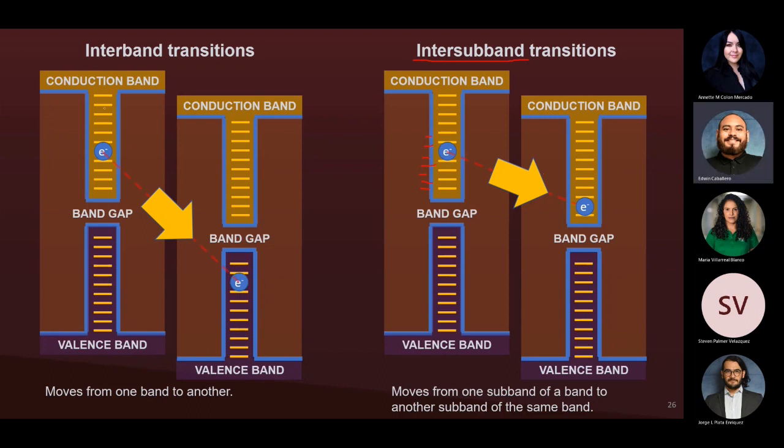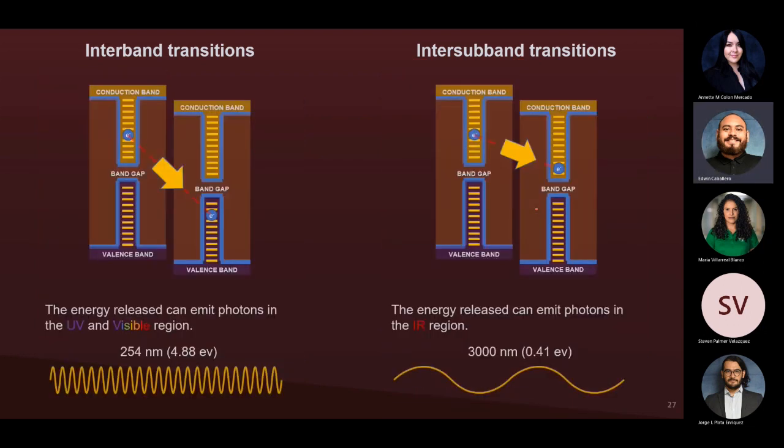If you're going from the conduction band to the valence band, that is an interband transition. You're going from one whole band to another whole band. And what is the difference between both? The difference is that depending on the amount of energy that you emit, you're going to have photons of different wavelengths. If you do interband transitions, you're going to have photons in the ultraviolet and the visible region. While if you do inter-subband transitions, you can have photons in the infrared region.